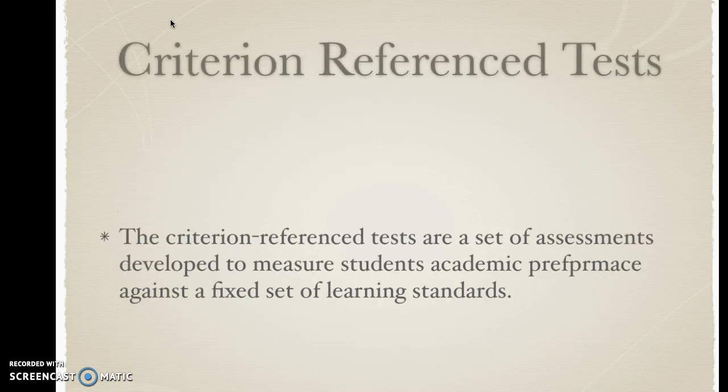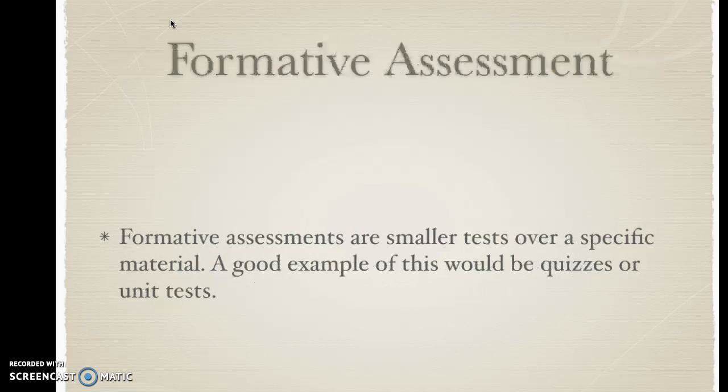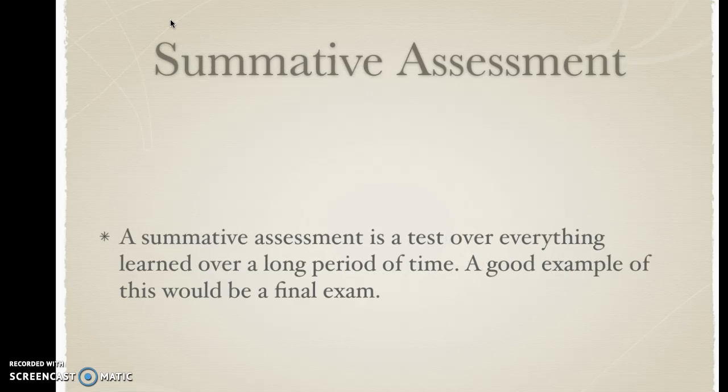The Criterion Reference Tests are a set of assignments developed to measure students' academic performance against a fixed set of learning standards. A formative assessment is a smaller test over specific material. A good example of this would be quizzes or unit tests. On the other hand, a summative assessment is a test over everything learned over a long period of time. A good example of this would be a final exam.